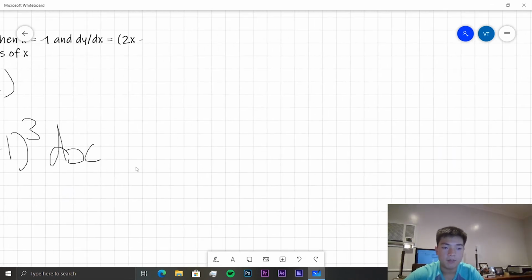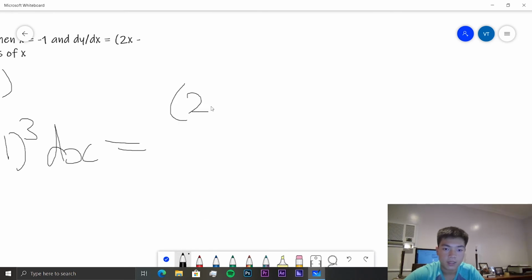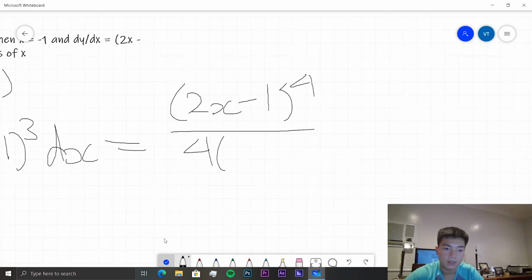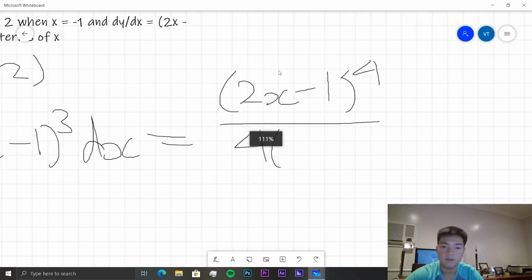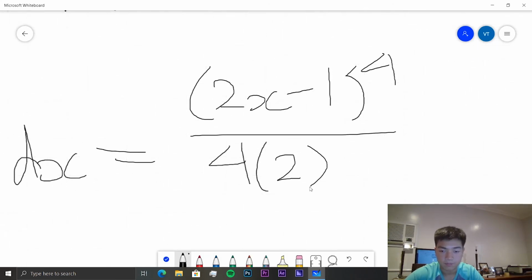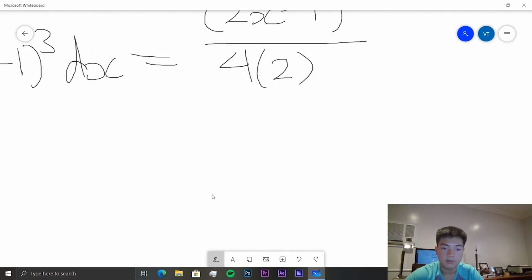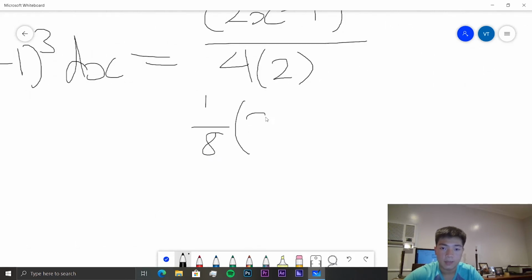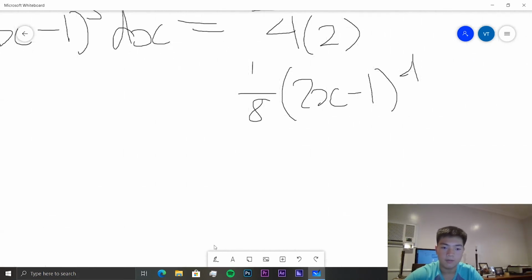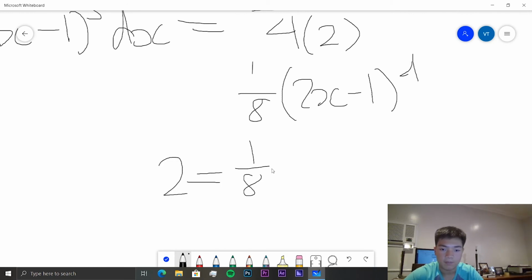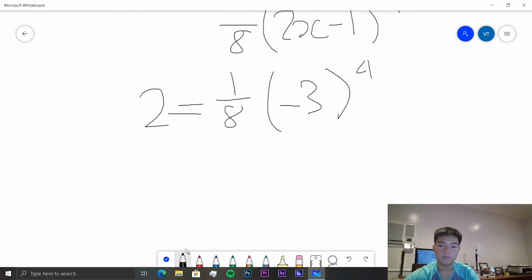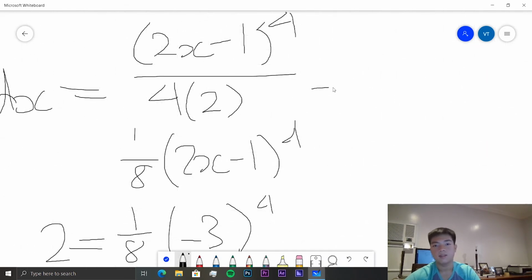So if we raise the power by 1, this will be equal to 2x minus 1 to the 4th, all over 4 times 2, since if we differentiate the inside, we get 2. So this is effectively 1/8 times 2x minus 1 to the 4th. And so we know the point negative 1, 2 lies on this curve, so we can say 2 is equal to 1/8 times 2 times negative 1 is negative 1 minus 1 is 3 to the 4. So this is plus c. I forgot my plus c.